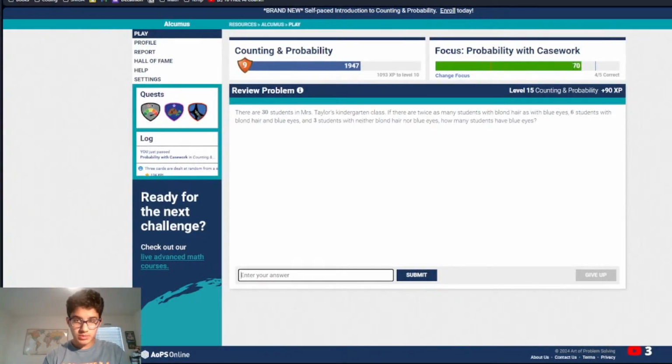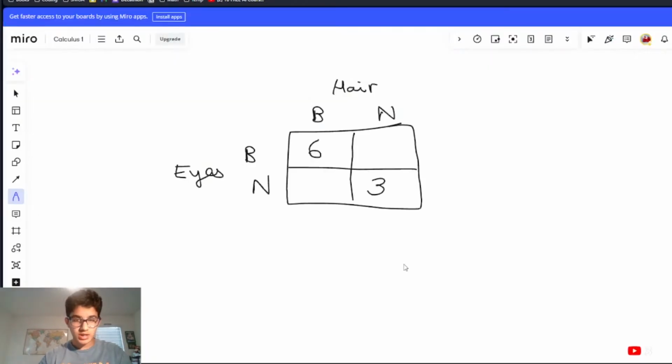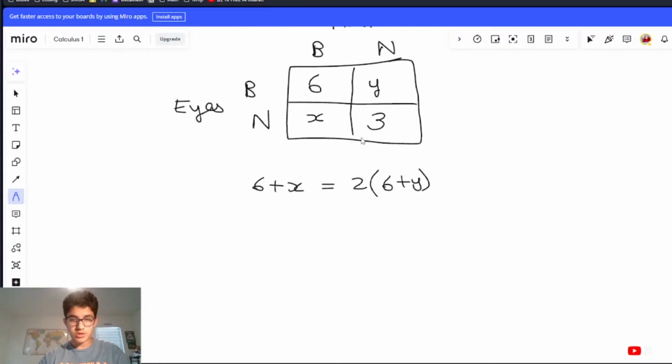There are twice as many students with blonde hair as with blue eyes. So let's call this X and call this Y. This is the people with blonde hair. So 6 plus X is equal to 2 times blue eyes, so 6 plus Y. That's one equation.